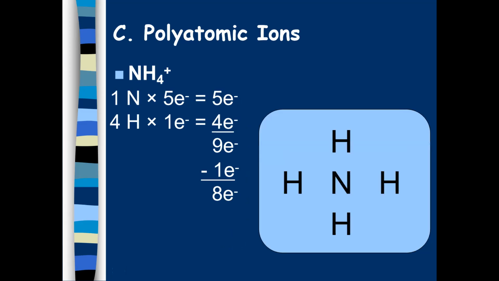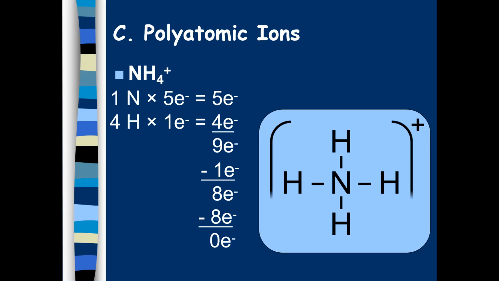Let's make our little diagram. Put electrons towards to make a bond. That's 8 of them. And you notice we have 0 electrons, and that would be correct because hydrogen does not need but 2 electrons, and it already has them. And nitrogen has its 8. So this is a good structure. Now, let's do the bracket and label the charge, and we're done.